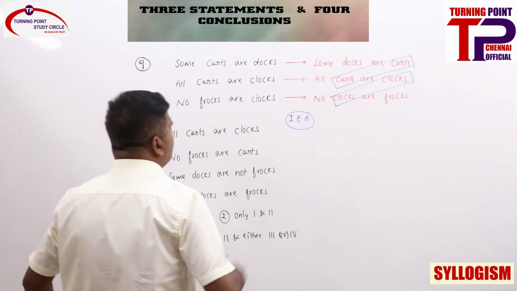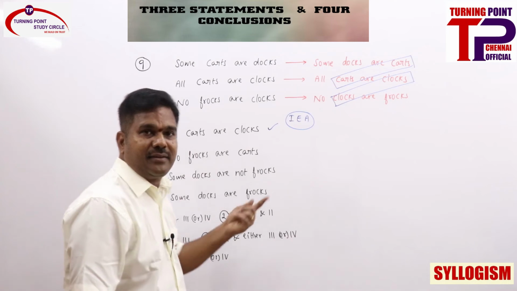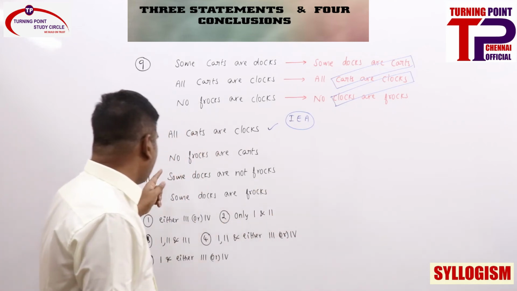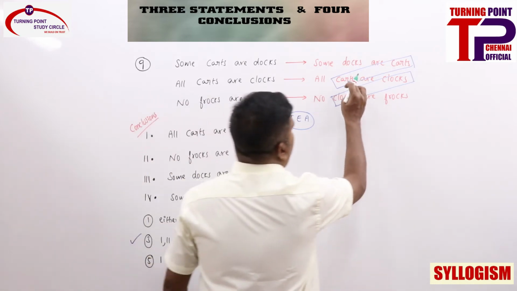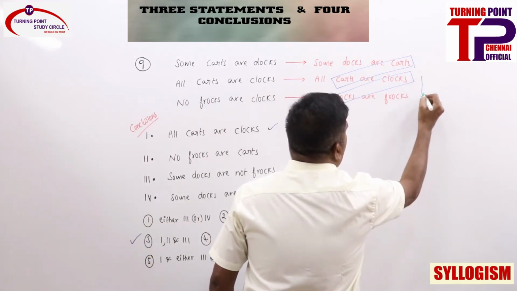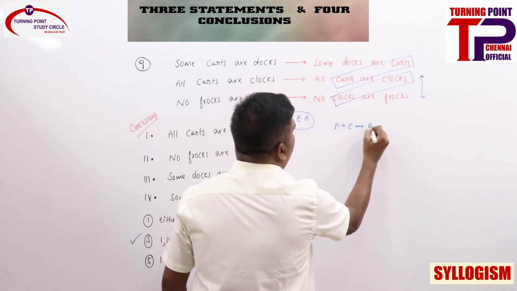That is right. The first one directly follows from the second statement, because the same statement has been reproduced. Second one, no frogs are cards. Where are frogs and where are cards? So cards and frogs are in statements 2 and 3. What is A plus E? E means what you will be getting?